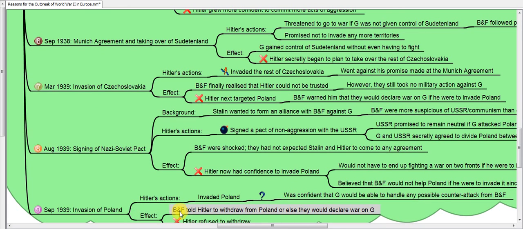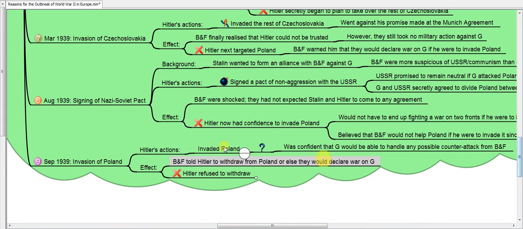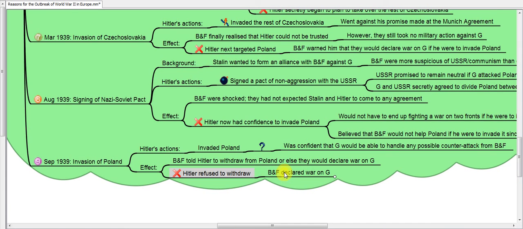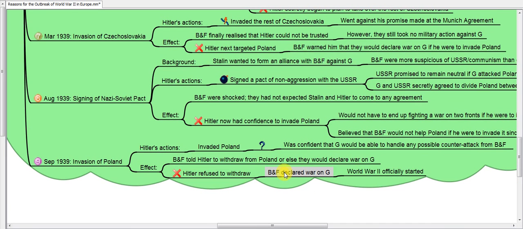Britain and France told Hitler to withdraw from Poland, right? Finally, Britain and France were willing to take some action. They said, okay, you better stop your attack on Poland, or else we would declare war on Hitler. Hitler by now was very emboldened, he was very confident, he knew that he was in a position of strength, so he refused to withdraw, and so Britain and France declared war on Germany. Alright, this was the official start of World War II.